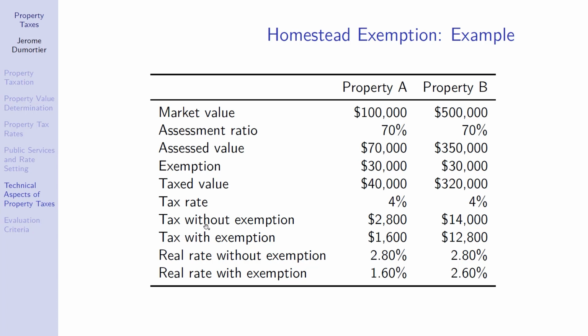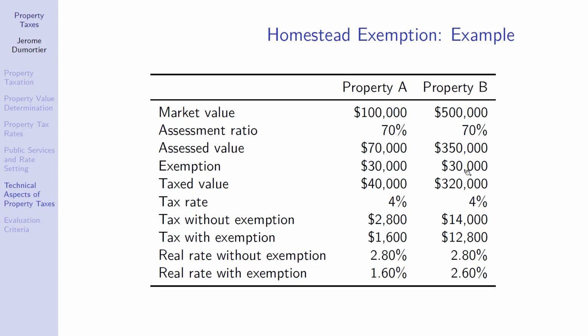So the tax liability without the exemption would be $2,800 and $14,000 for properties A and B respectively. And then without the exemption, you would have the real tax rate of 2.8% for both properties. Now, with the exemption, what you would be doing is you are subtracting the $30,000 from the assessed value, and hence the tax liability with the exemption would be 4% of the $40,000 and 4% on the $320,000.